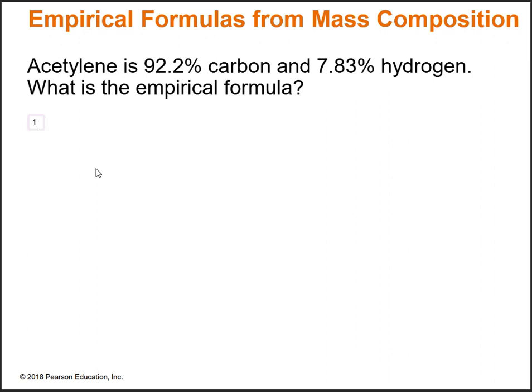So the first step here is we're given mass composition. We can't do anything with percentages. We need grams. So we're going to assume that we have 100 grams of sample. You're going to do that every time that you're given mass composition and you're trying to find an empirical formula. You can't do it any other way. If we have 100 grams of sample, then our percentages become grams.